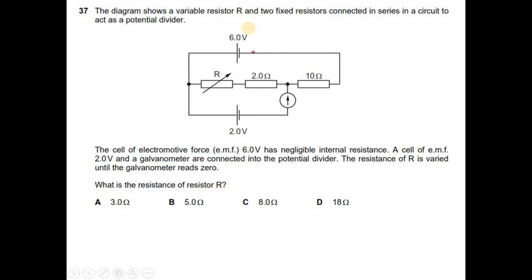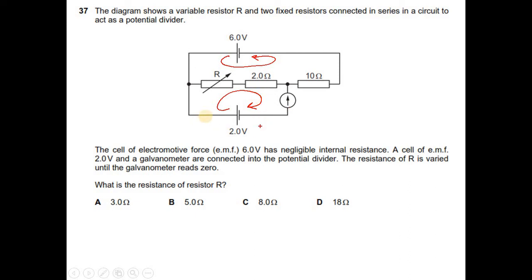So again, we have two EMF sources. The easiest thing is to apply Kirchhoff's laws to solve our situation. So we have two closed loops. One is this, and the other one is this. We can apply Kirchhoff's laws separately, especially because the EMFs are given.